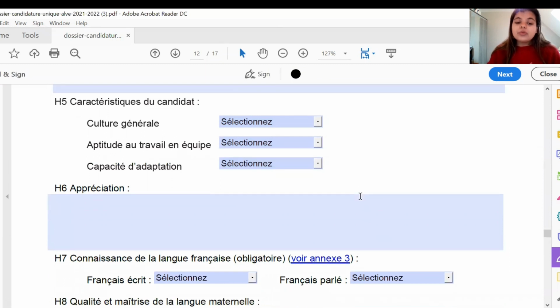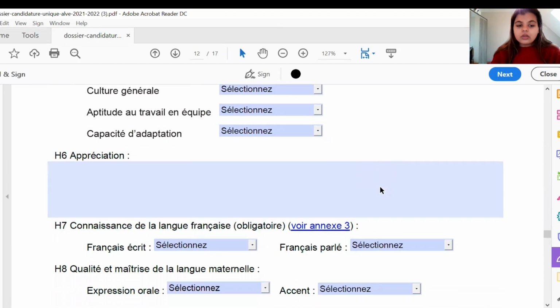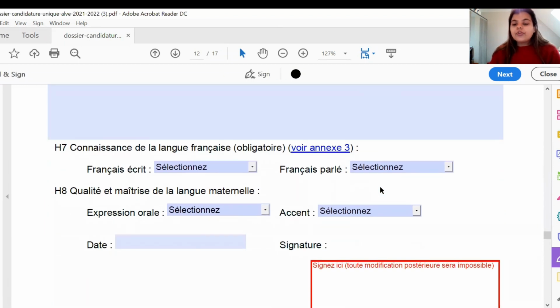In the appreciation, people have been asking what the teacher writes. So she might write that you are a good candidate, you have a good command over language, you like to make efforts, you like to take initiatives, anything like that. Okay, then this is all filled by the teacher.